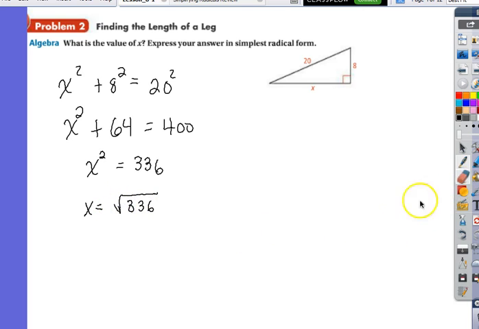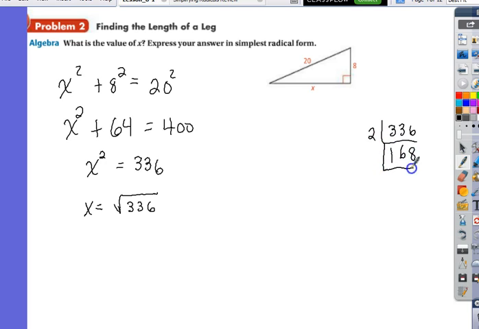Do we think 336 is simplified? No. So here's where we get that practice for simplifying radicals. I'm going to take 336 and I'm going to prime factor it. I know that 2 will go into it. 2 goes into 3 one time, 1 left over. 2 goes into 13 6 times, 1 left over. 2 goes into 16 8 times.